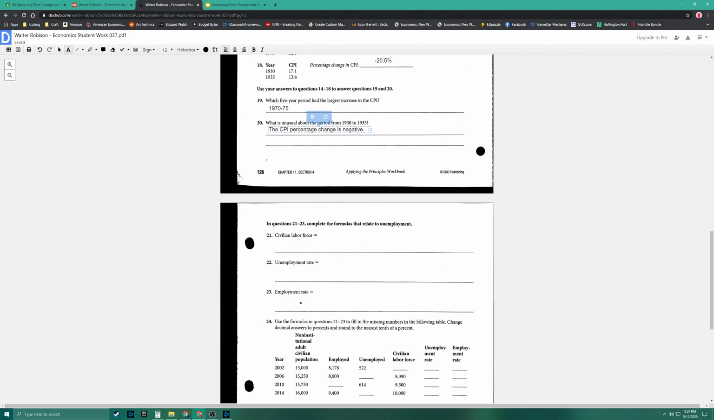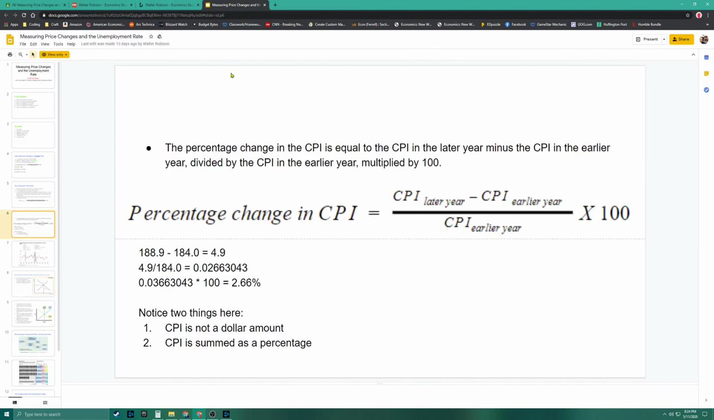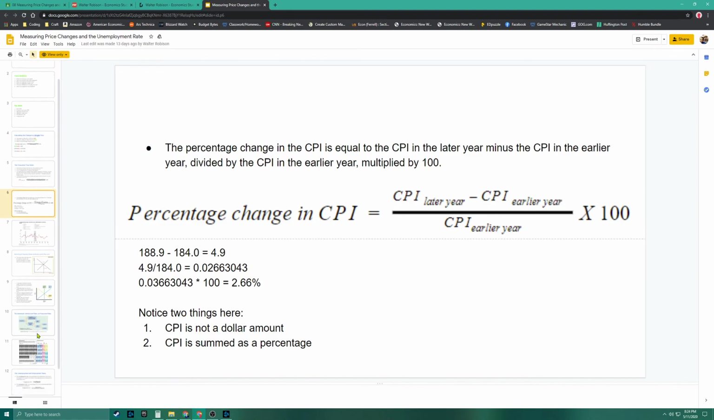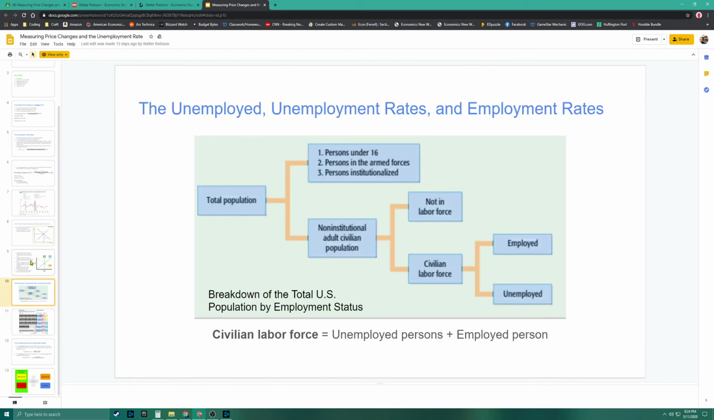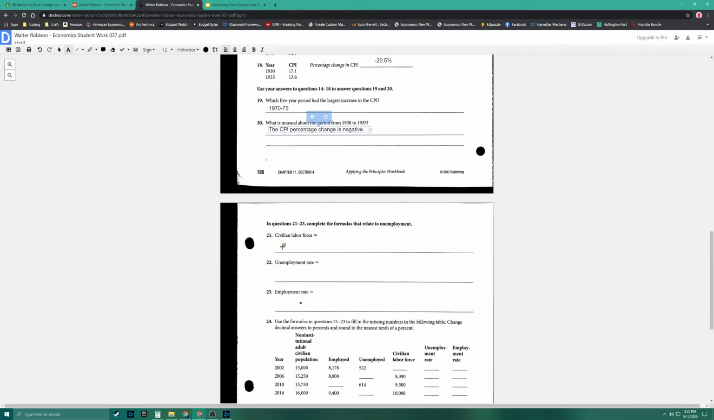All right. So how do we figure out what the civilian labor force is? Again, you come down to the presentation, and it will show you. So the civilian labor force is right here. It's the unemployed persons plus the employed persons. Now, if you don't want to use the word persons, I don't really care, but it's the unemployed and the employed. You add those two numbers together, and that's what it is.